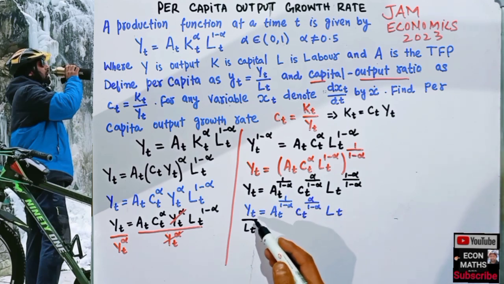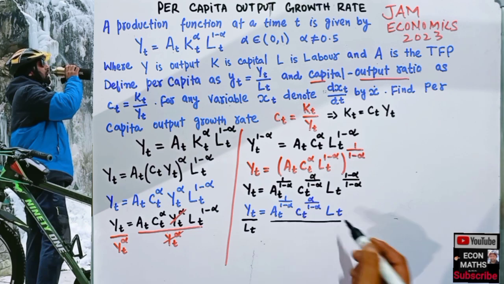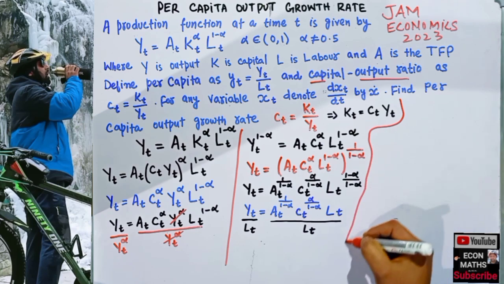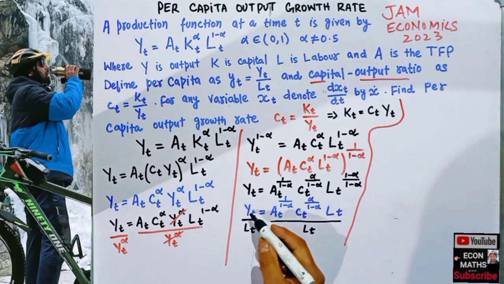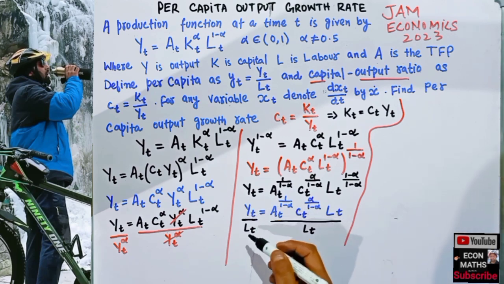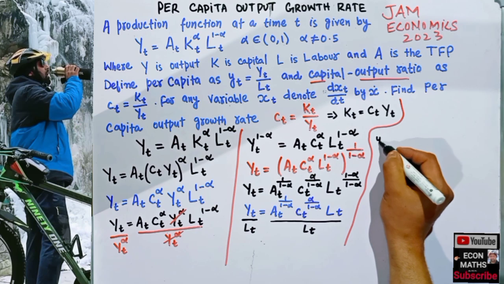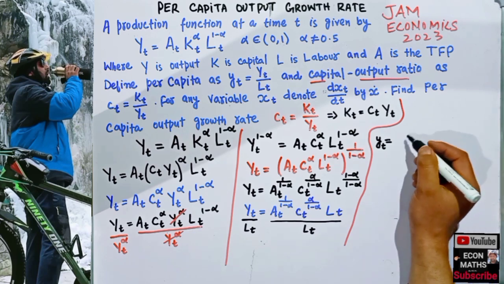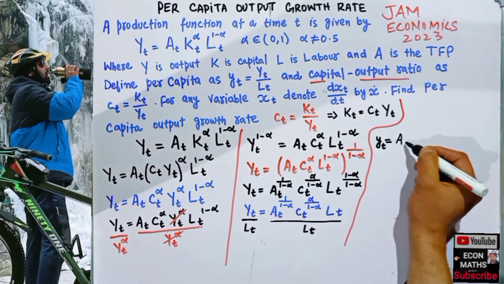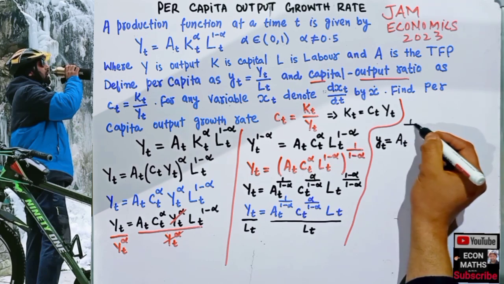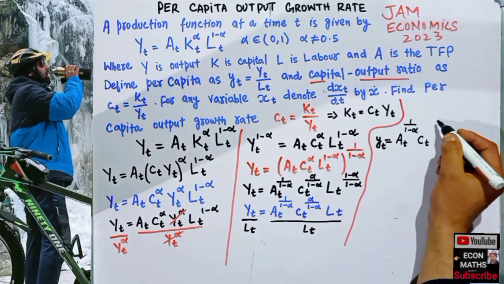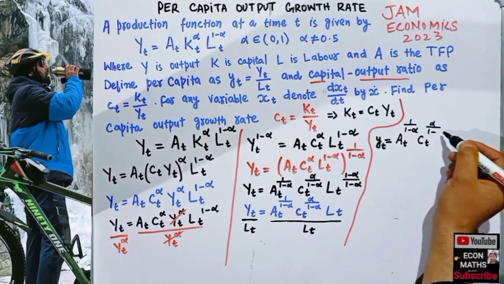If I divide on LHS, I have to divide through RHS also to balance the equation. So we have LT here also. So YT divided by LT, that means output per worker, and let us define it by small y. So small yT is equal to AT raised power 1 upon 1 minus alpha, then we have CT raised power alpha divided by 1 minus alpha.